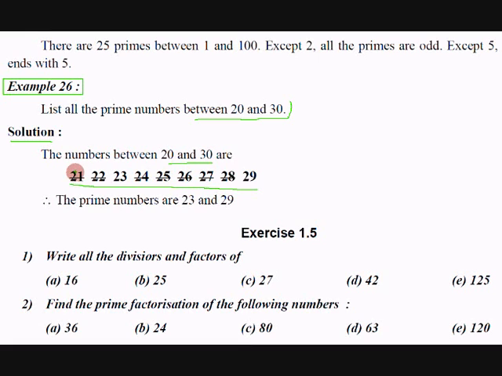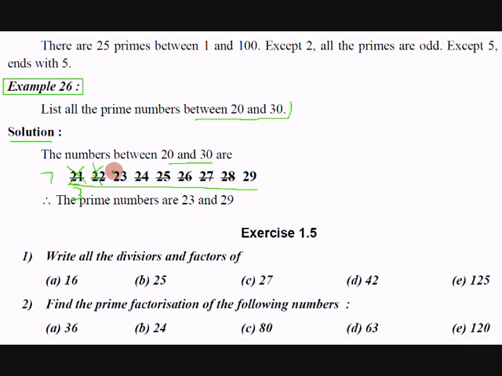Then we see, first we take 21. Is it an even number? No, it's an odd number. Does it have more than 2 divisors? Yes, 1, 21, and 3 also divides it, 7 times. So this is not a prime number. 22 is an even number, not a prime number.